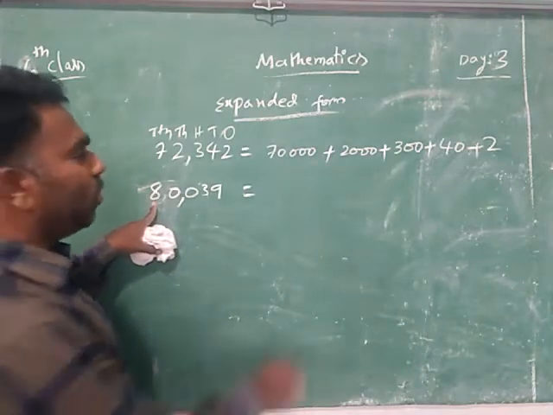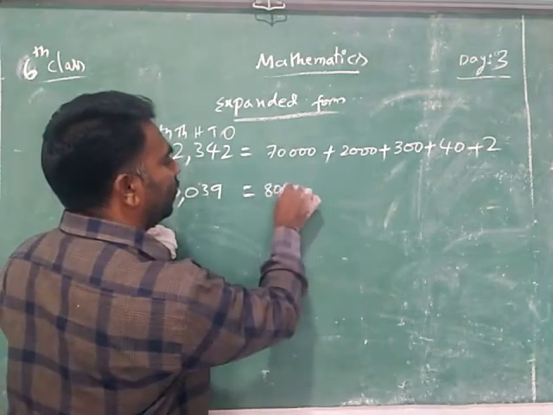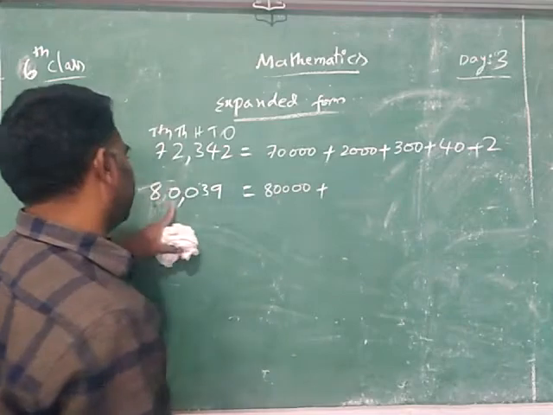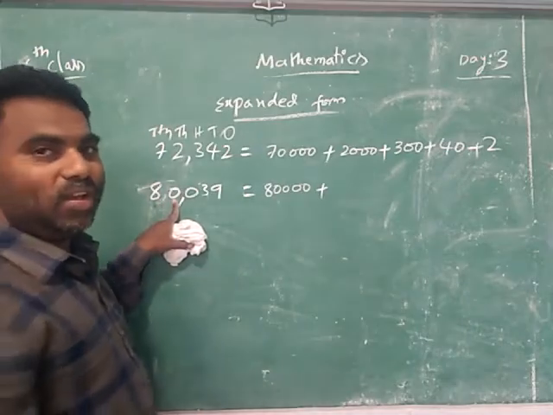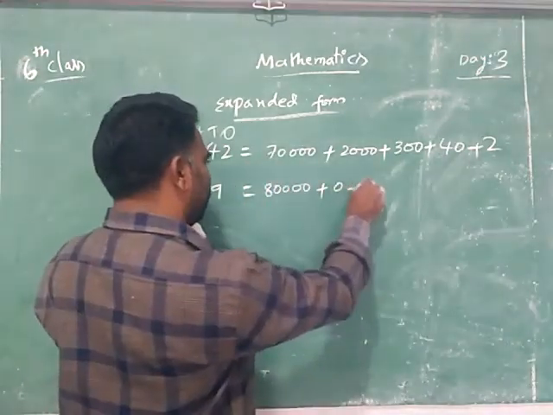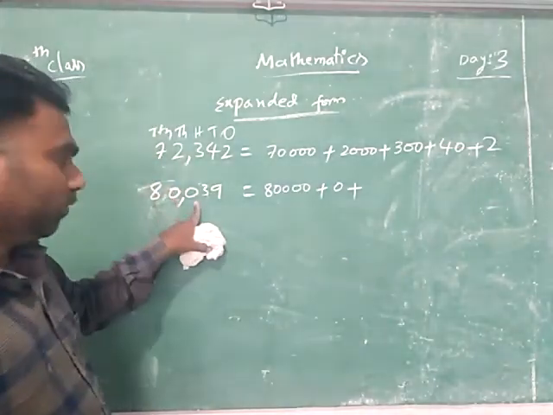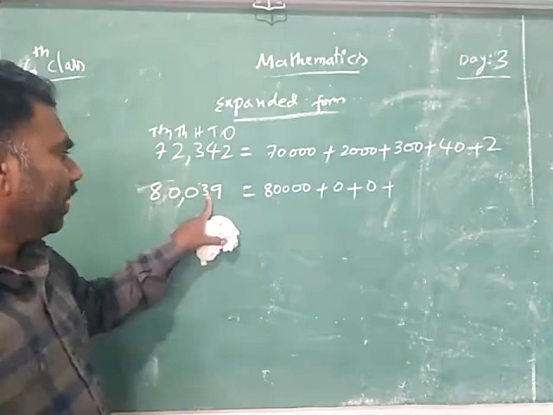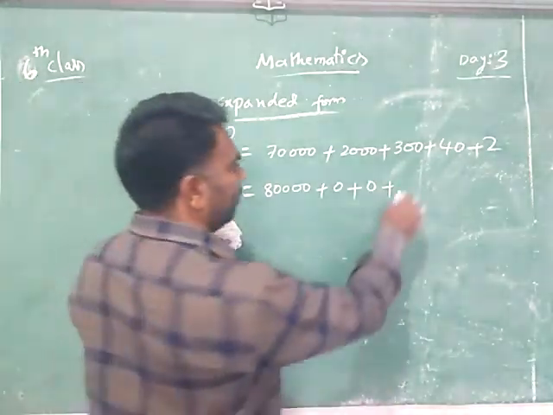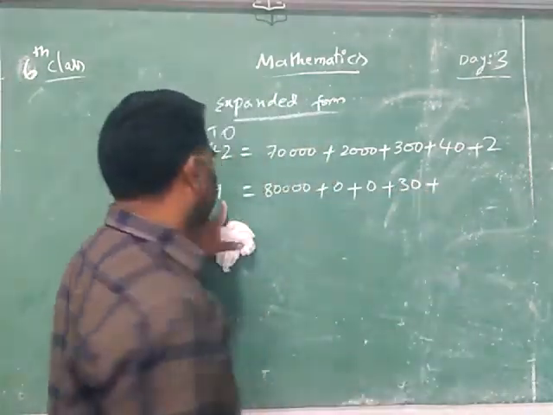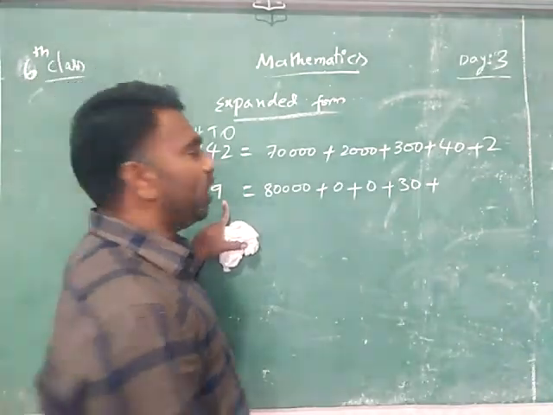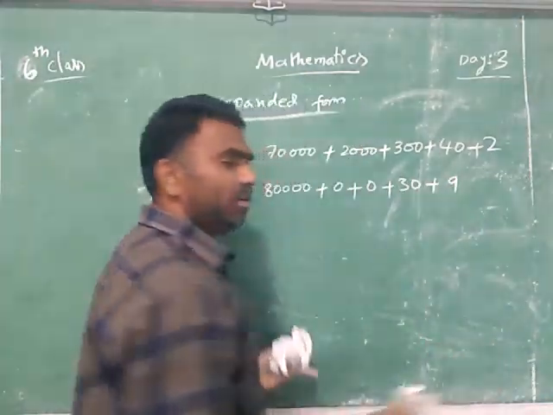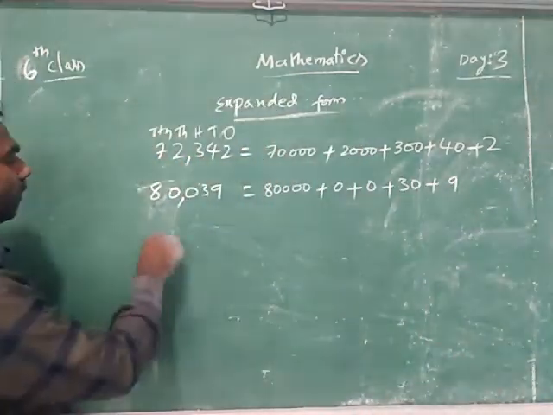Before reading, you will say ones, tens, hundreds. 8 is in 10,000s place. That's why 8 10,000s, 80,000. 0. Place value of 0: no need to think about place. Place value of 0 is 0. 0. Place value of 0 is 0. 3. 3 is in tens place. That's why 30. 9. 9 is in ones place. That's why 9. Simple.